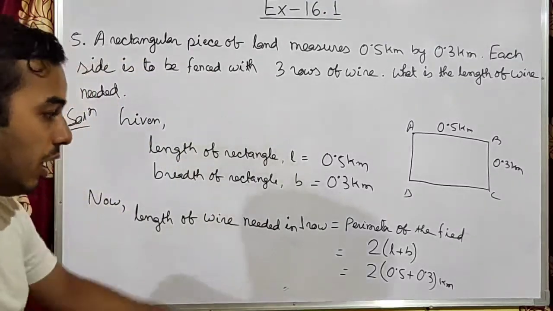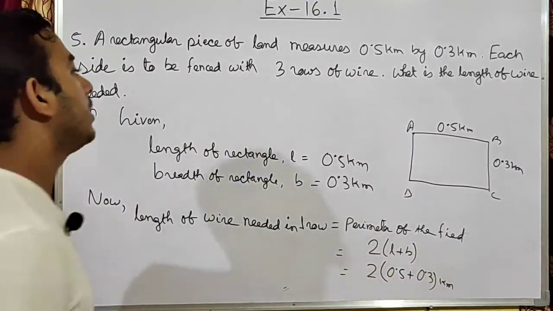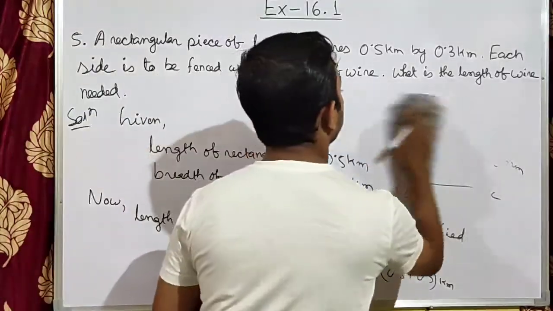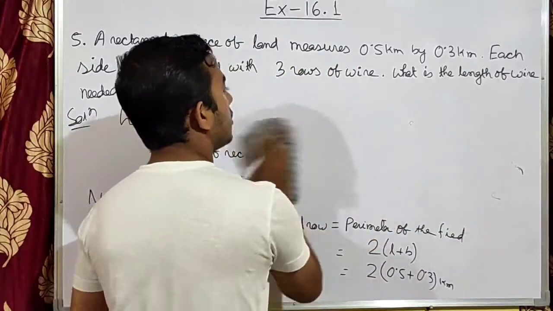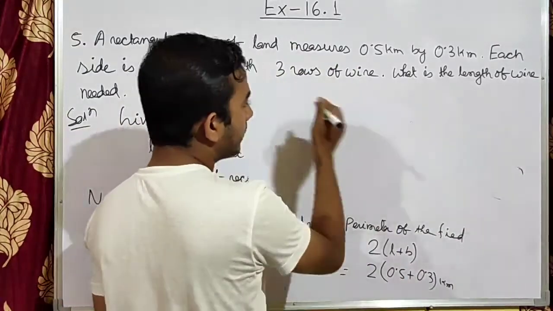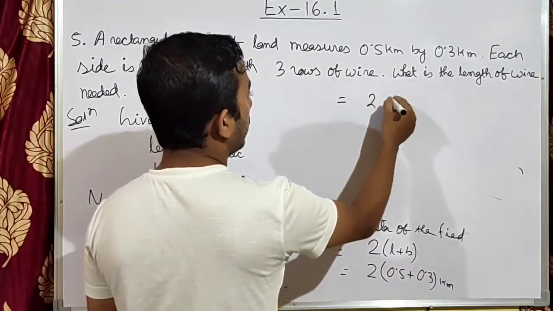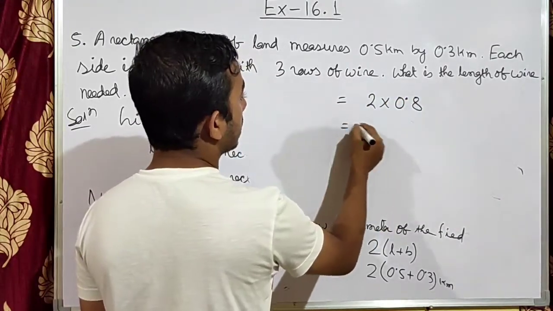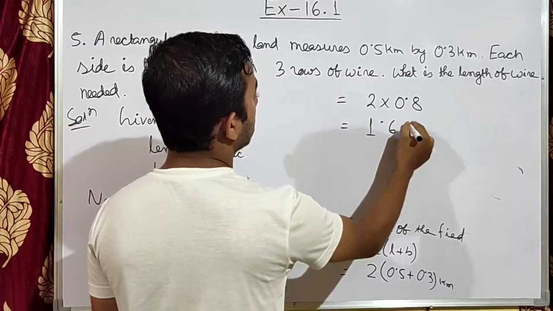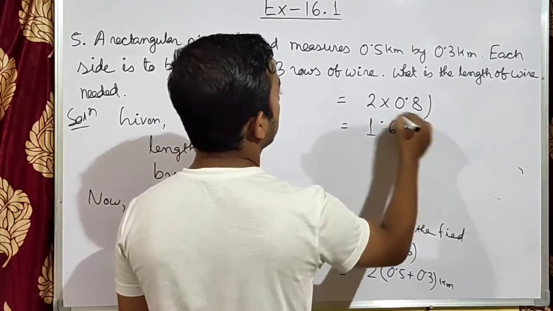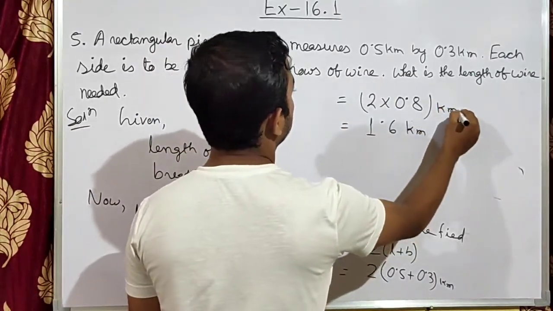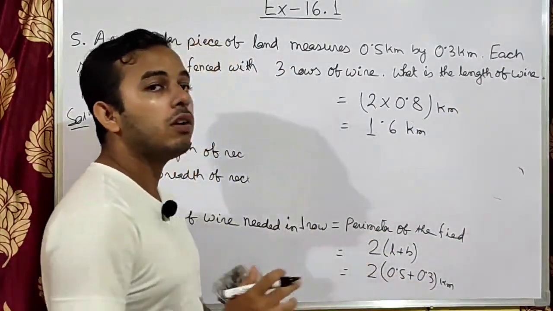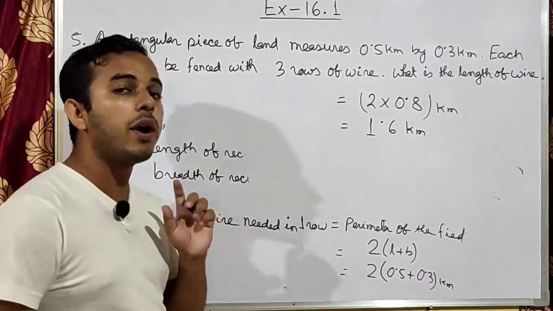And then we have to add 0.5 and 0.3. If we add 0.5 and 0.3, what will be the result? 0.8, right? So we write 2 into 0.8. Now 2 into 0.8 is how much? 1.6 kilometer, isn't it? Yes. So 1.6 kilometer is the length of the wire in 1 row.